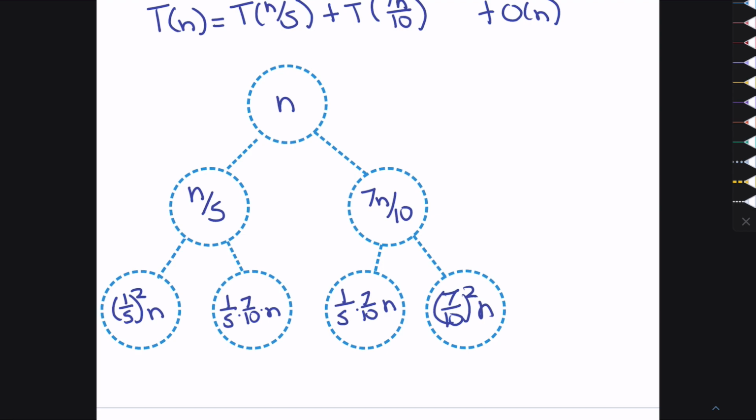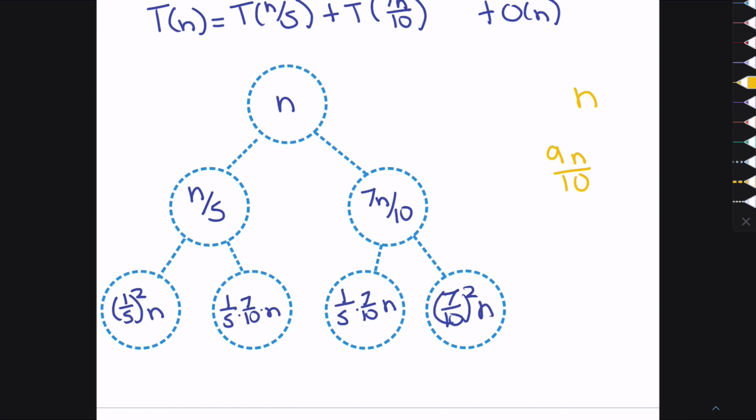What's the amount of work at each level? How much work is at the first level? This is easy. How much work is at the second level? This is relatively easy. 9n over 10. And how about the next one? Yeah, it's going to be 9 over 10 squared.